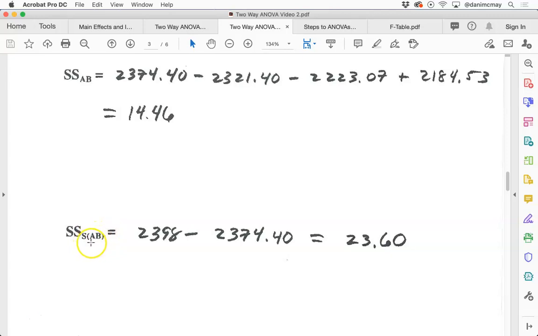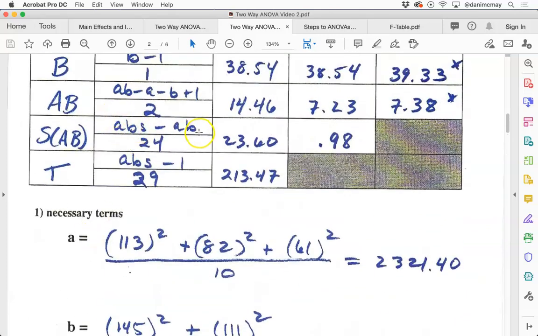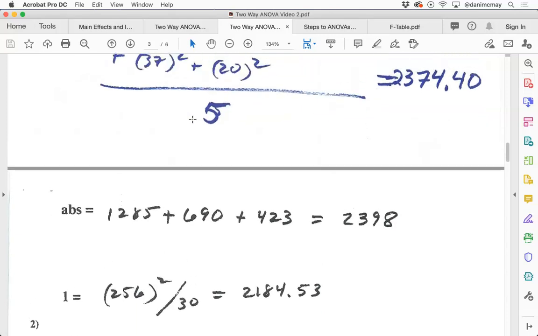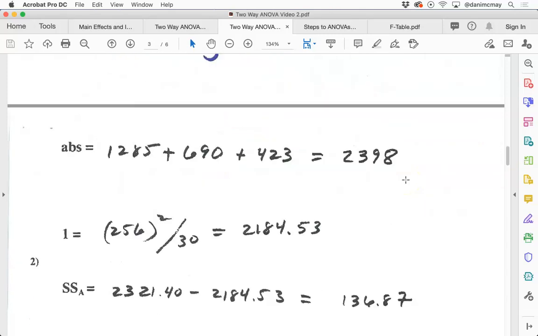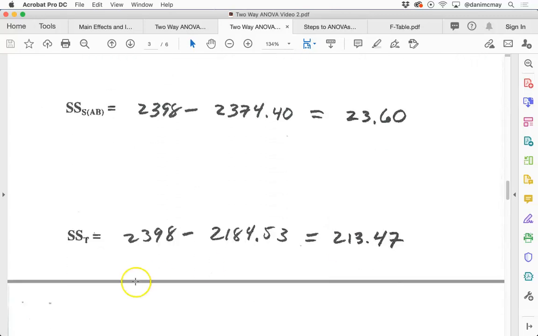Our sum of squares error term, right, is ABS minus AB. So ABS 2398 minus 2374.40. And you've got 23.60, and that's our error term. And then the total is ABS minus 1, 2398 minus 2184.53. And so you get 213.47.